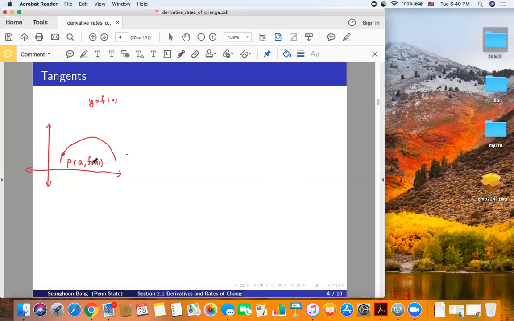So what's that? Here, x component A, y component f of A. So this point is P. I can choose Q. So here, one more. What's a tangent line? A tangent line is like this. It only touches at one point. So exactly this line, like this. This is the tangent line at one point. So we call this the tangent line.